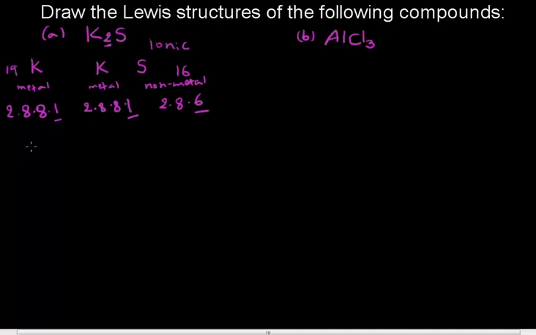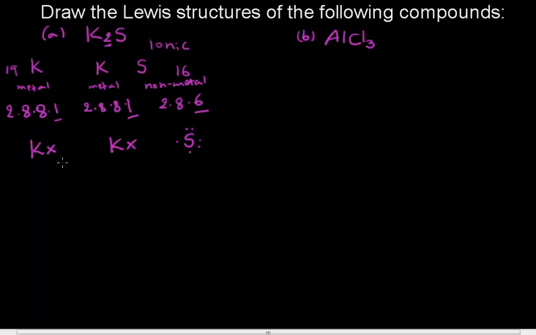So let's show the valence electrons of all these atoms here. Potassium has 1 valence electron. I show that with a cross. This potassium also has 1 valence electron. I show that with a cross. And sulfur has 6 valence electrons. So 1, 2, 3, 4, 5, 6.